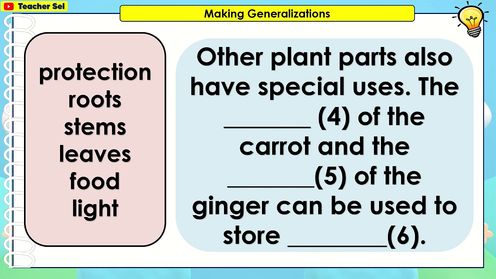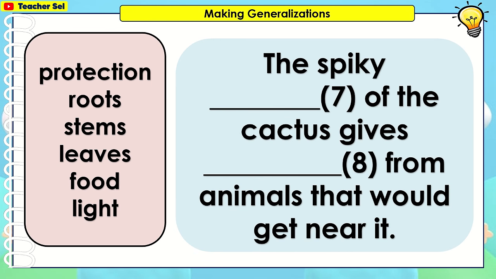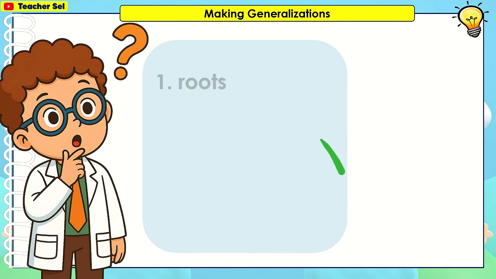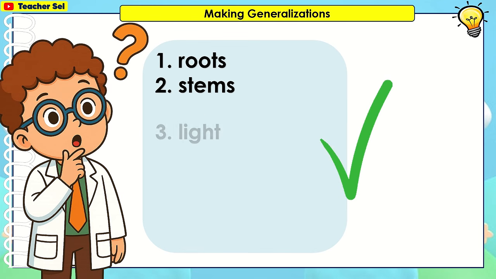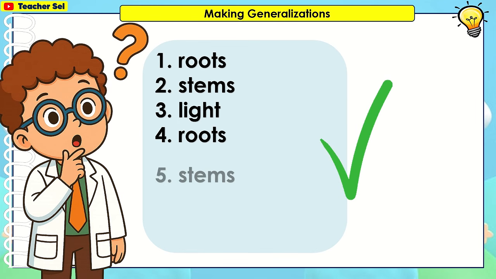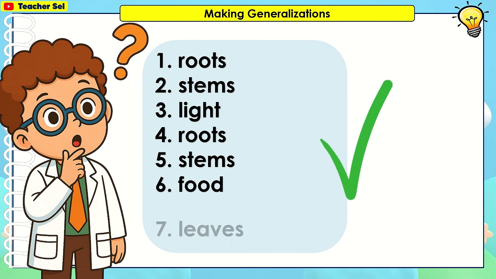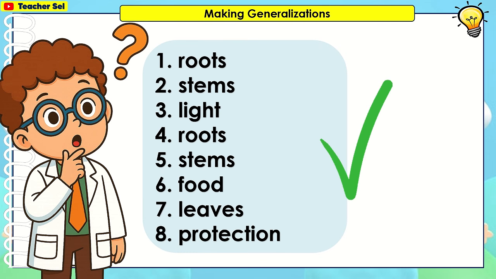Other plant parts also have special uses. The blank of the carrot and the blank of the ginger can be used to store blank. The spiky blank of the cactus gives blank from animals that would get near it. Here are the correct answers: roots, stems, light, roots, stems, food, leaves, and protection.